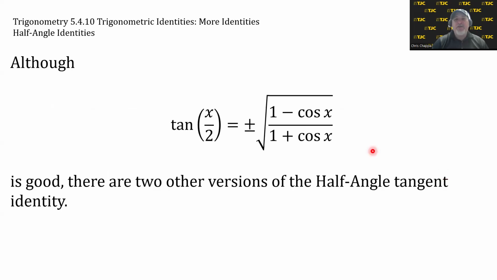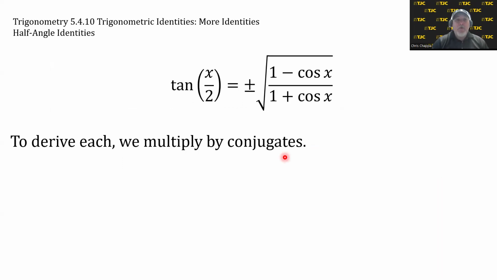Now, this is a perfectly good half-angle identity, but there are 2 other versions of the half-angle tangent identity that I think are a little bit better. So what are they, and how do we get them? Well, to derive each, we're going to multiply by conjugates.